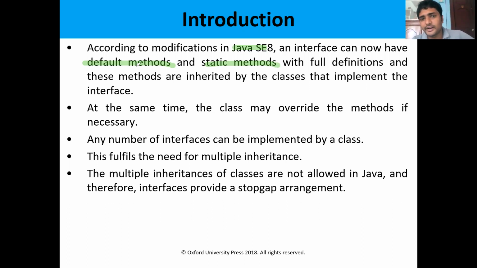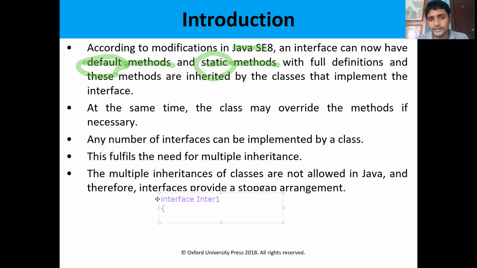What do you mean by default methods? What do you mean by static methods? If you declare a method as default, that is a default method. If you use the keyword static, that is a static method. Default and static are the keywords. Let us take one example. I am defining the interface inter1 here.